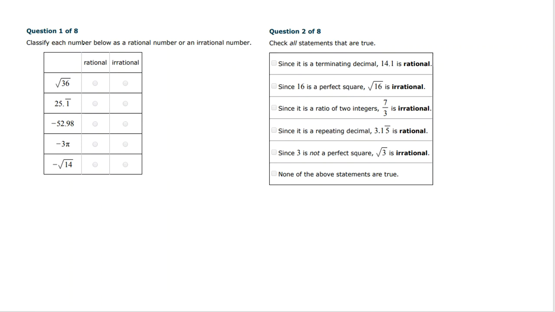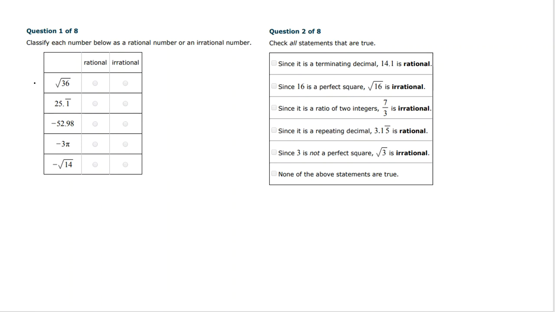Question one, classify each number below as rational or irrational. So remember, the difference between a rational number and an irrational number is that a rational number can be written as a fraction, okay? So a rational number is any number that can be written as a fraction. This includes terminating and repeating decimals. Okay? An irrational number is any number that is a never-ending, never-repeating decimal. Okay, irrational numbers cannot be written as fractions.